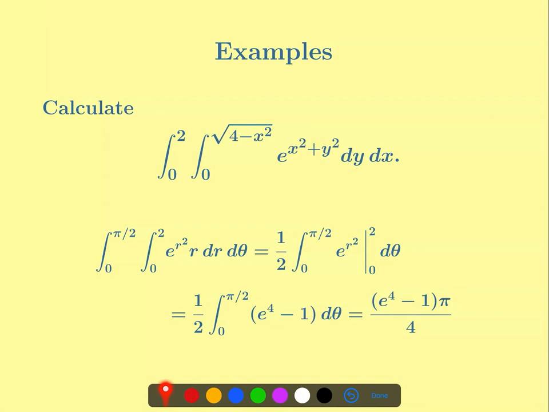So in this example, we're ending up with the double integral equal to e to the 4th minus 1 times pi over 4. And again, in order to do this, we had to switch to polar coordinates to evaluate this integral. And that finishes my lecture.